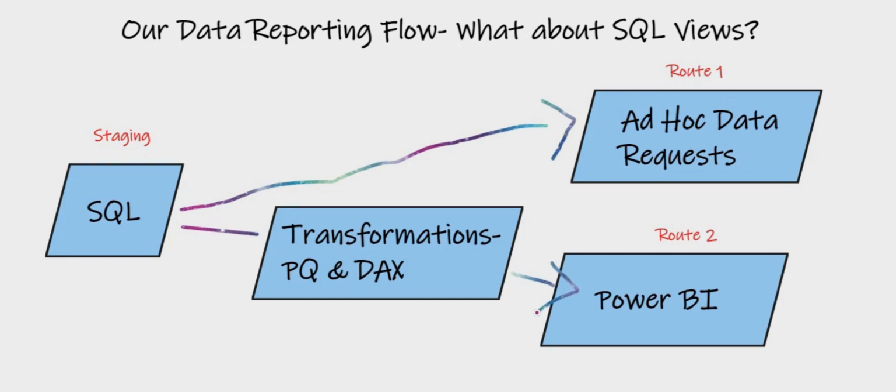So usually, in this basic view, what you would see is that you have a route one, which may be ad hoc data requests, the output of a query, maybe in Excel or CSV, and then we have Power BI. And maybe you do your transformations in Power Query and DAX. Now that's great, but there's not much harmony there between your other routes, like your ad hoc data requests.